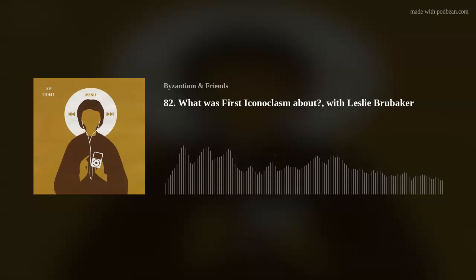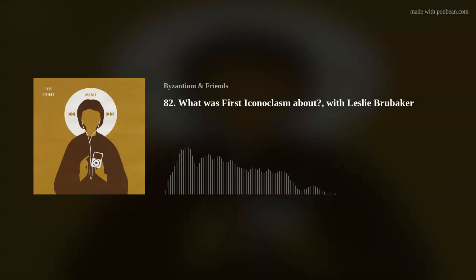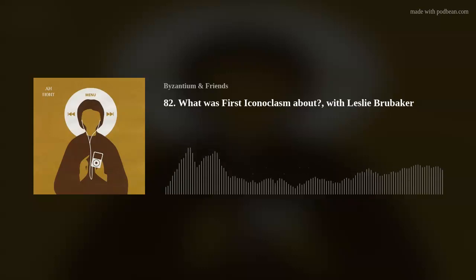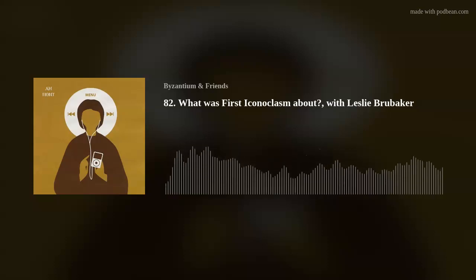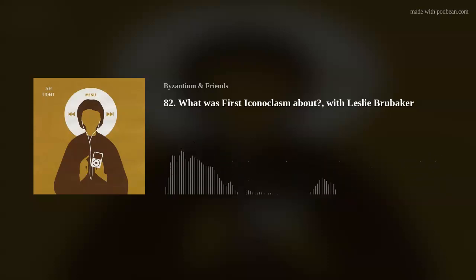Yeah, it's downsized. The controversy is downsized, but the result wasn't. I mean, it's basically because of iconoclasm, we now have image theory, and it informs the whole of Orthodox Christianity. Right. I mean, that is basically there now. And if they hadn't opposed icons, we wouldn't have that.